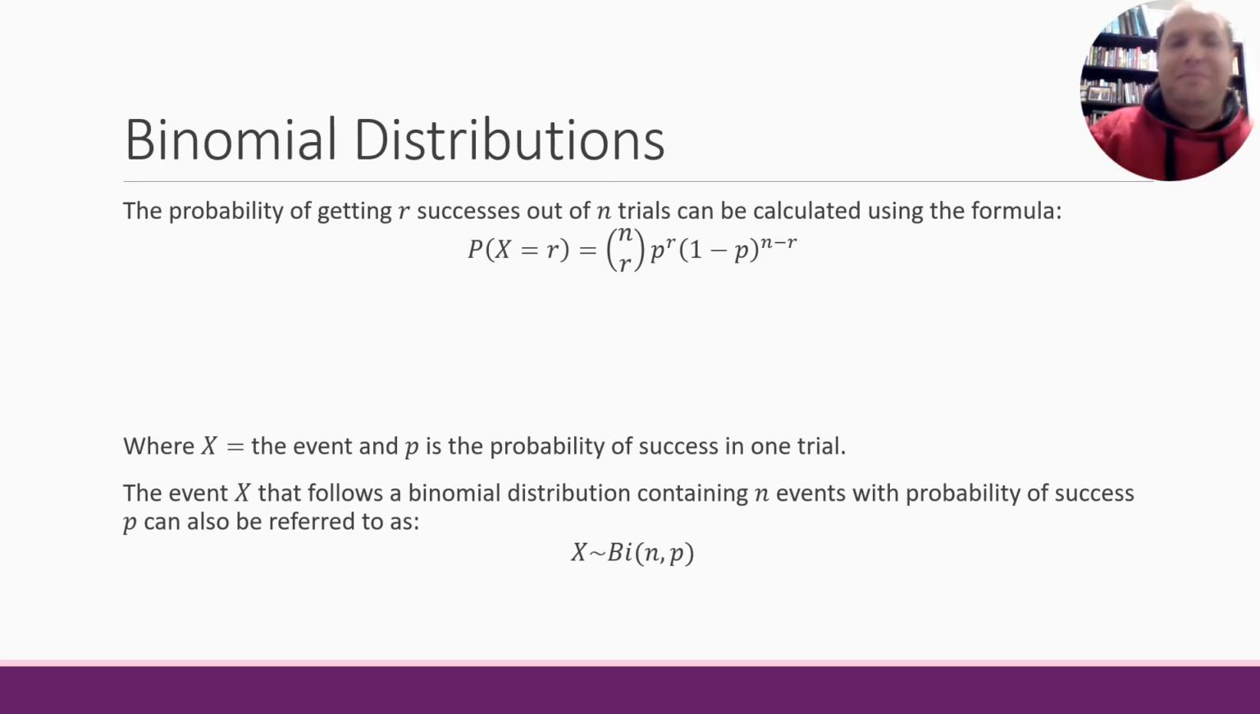Here is the formula that was used once upon a time to calculate the probability of R successes out of n trials. The key things with the variables: R always represents the number of successes. N always represents the number of trials. And P always represents the probability of success in any one event.